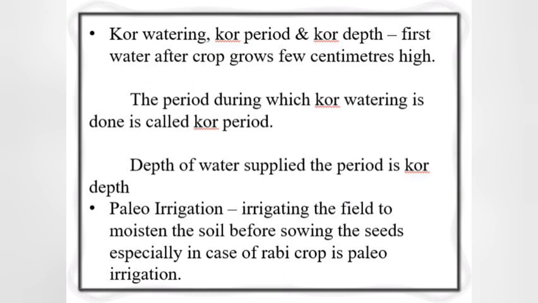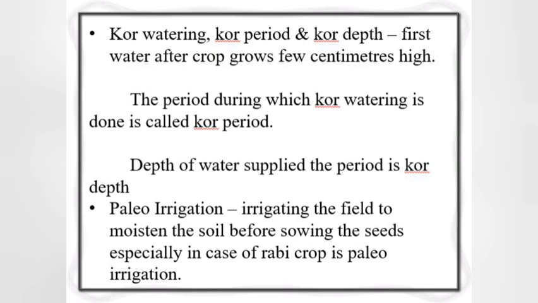Kor water, kor period, and kor depth. The first watering of the crops after the crop has grown to a few centimeters in height is called kor watering. The period during the kor watering is called the kor period. And the depth of water supplied during that period is called the kor depth.